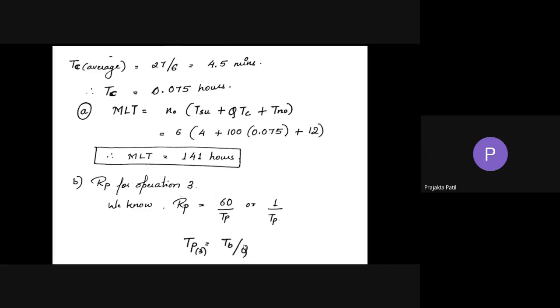So I've already shown here TP is given by TB by Q. We know what is the equation to get TB with respect to batch production. That is T setup plus Q into TC. Now we want RP only with respect to operation 3. So you only refer to the values of TS and TC with respect to operation 3.